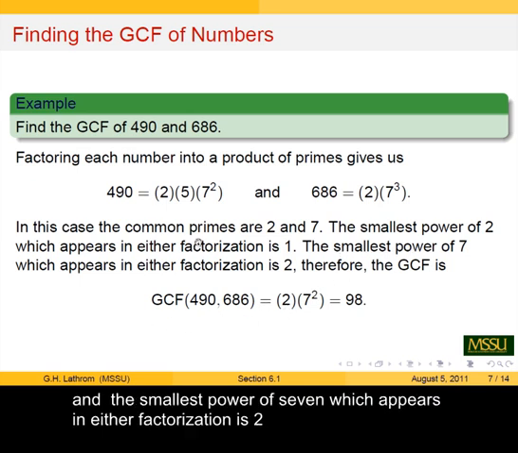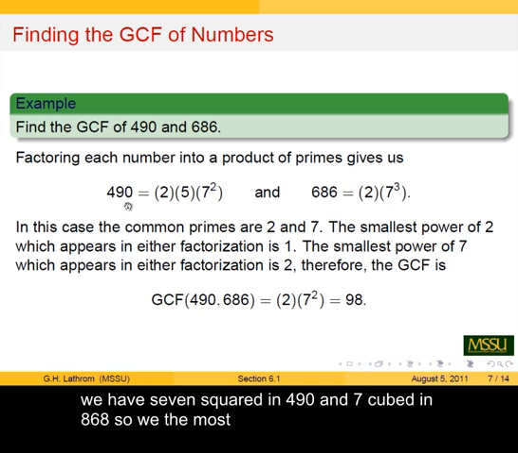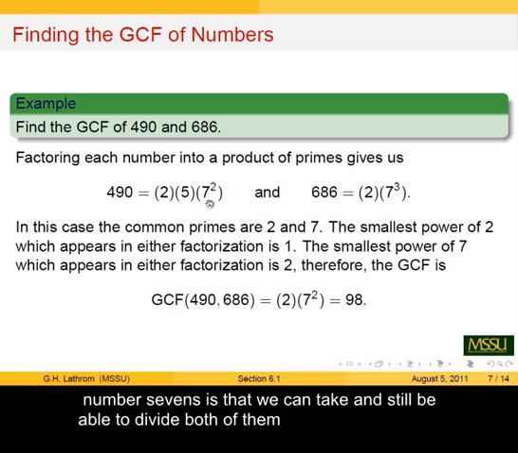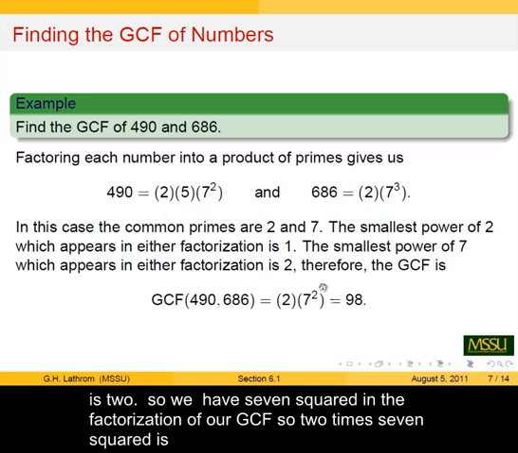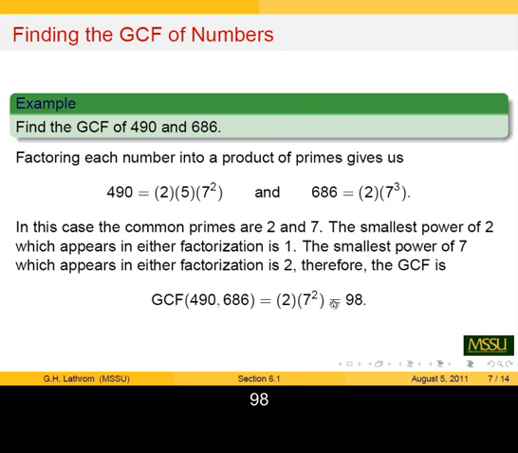The smallest power of 7 which appears in either factorization is 2. We have 7 squared in 490 and 7 cubed in 686. So the most number of 7s that we can take and still be able to divide both of them is 2. So we have 7 squared in our factorization of our GCF. So 2 times 7 squared is 98.